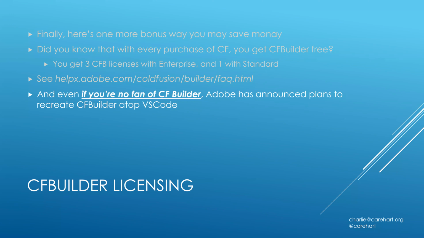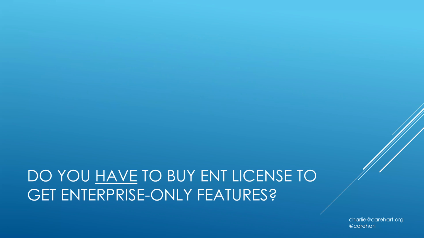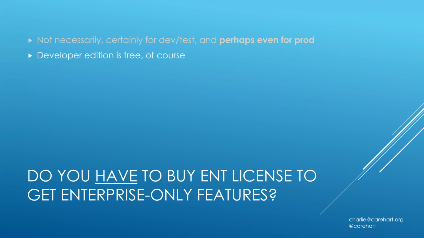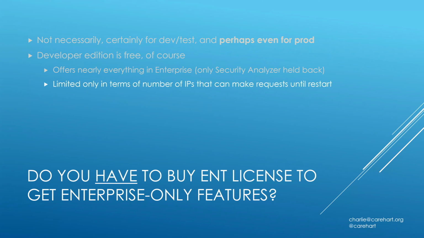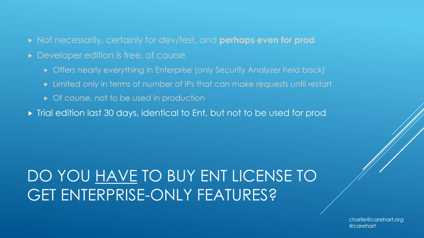All right, so with that, I counted about 20 differences. So let's wrap up. Do you have to buy an enterprise license to get an enterprise only feature? Well, not necessarily, certainly for development and test, and maybe even production. Developer edition is free, of course, and offers nearly everything. It's limited only in terms of the number of IPs that can make requests until a restart. And it's not to be used in production. Don't use development for production. That's against the rules. The trial edition does last for 30 days. It's identical to enterprise, but it's not supposed to be used for production. If you read the EULA, that's what it says.